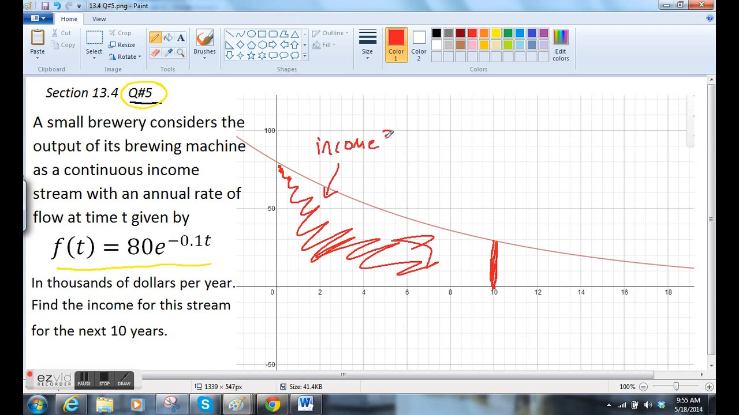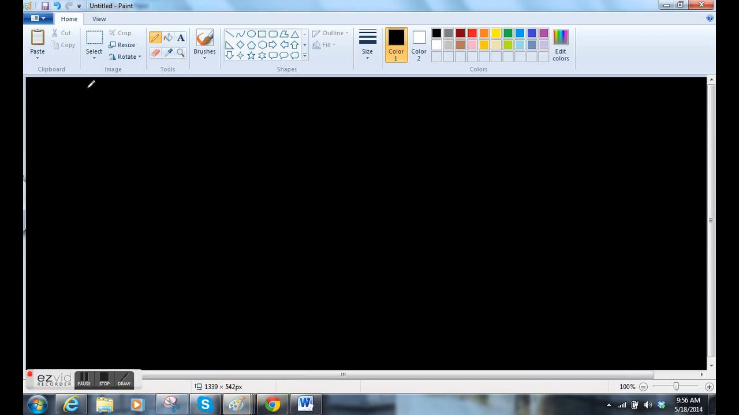So, to find the area under the curve, we're going to take the definite integral from 0 to 10, so the first 10 years, of 80 e to the negative 0.1 t dt. So now we just have an integral to deal with. What could be simpler? Well, maybe not having an integral, but here it is.